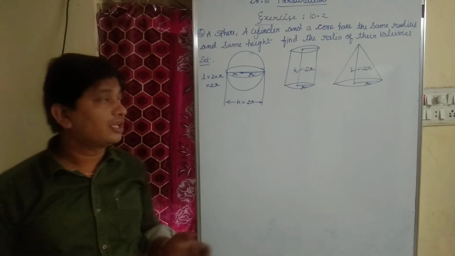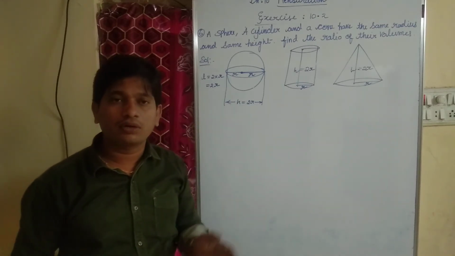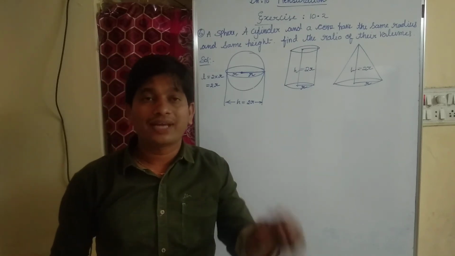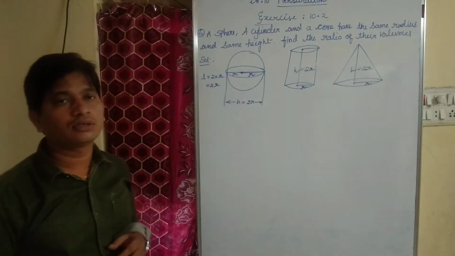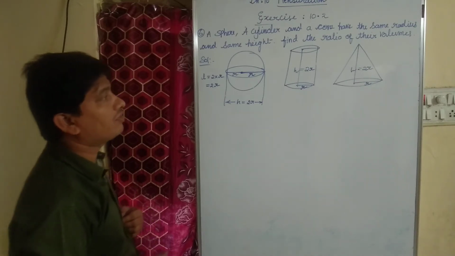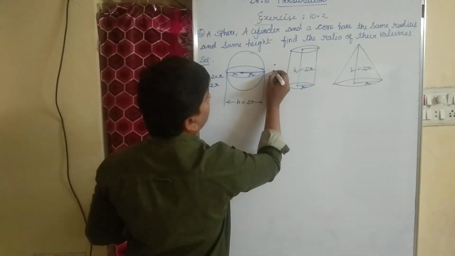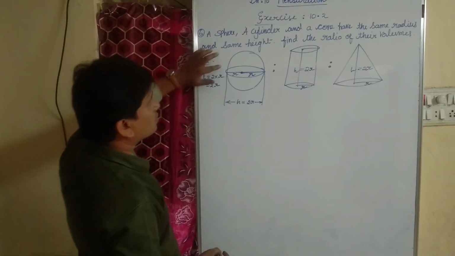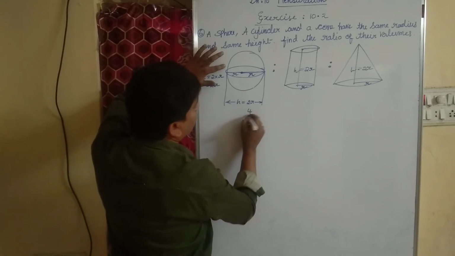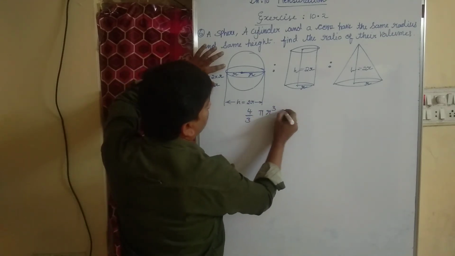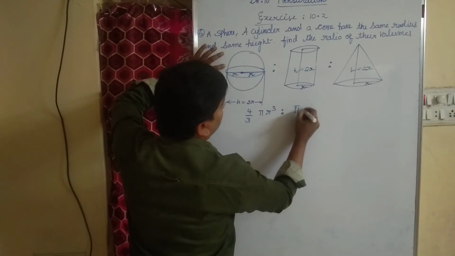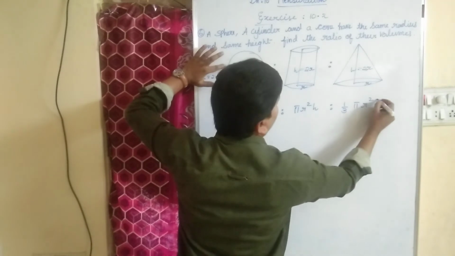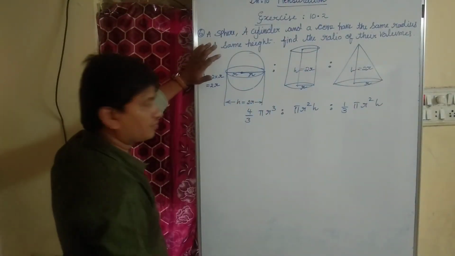In general, students will not understand why the height of the sphere is 2r. The height of the sphere is the diameter of the sphere, and diameter is nothing but 2 times the radius. Okay. Now they are asking to find the ratio of their volumes, that is, sphere to cylinder to cone. Volume of sphere is 4 by 3 pi r cube, volume of cylinder is pi r square h, and volume of cone is 1 by 3 pi r square h.